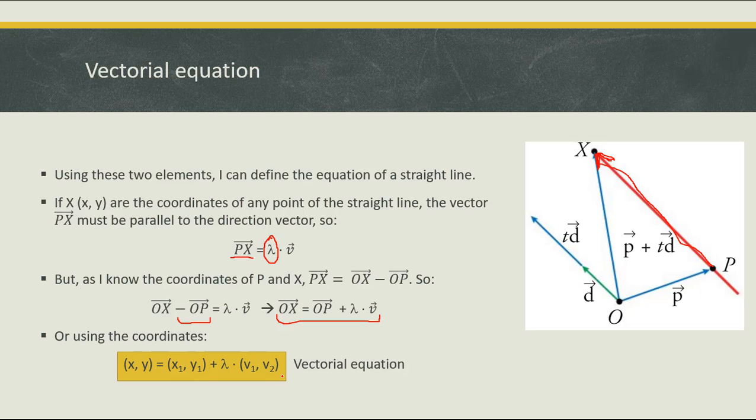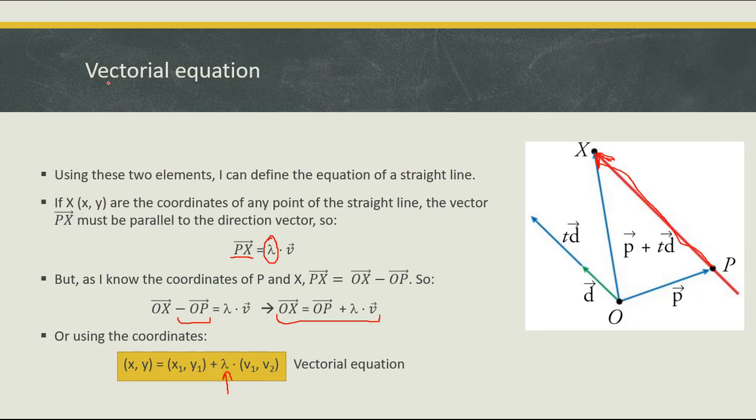How can I calculate this way the different points of the straight line? Each time I give lambda different values, I can obtain different points of the straight line. For example, if I give lambda the value 0, I have one point. If I give lambda the value 2, I have another point. If I give lambda the value 59, I arrive at a different point. And so on, I can calculate the coordinates of all the points of the straight line.